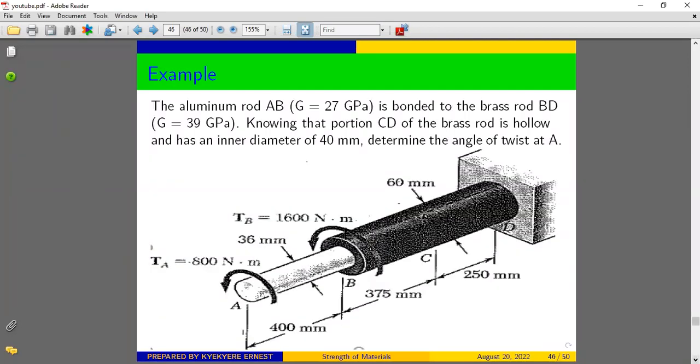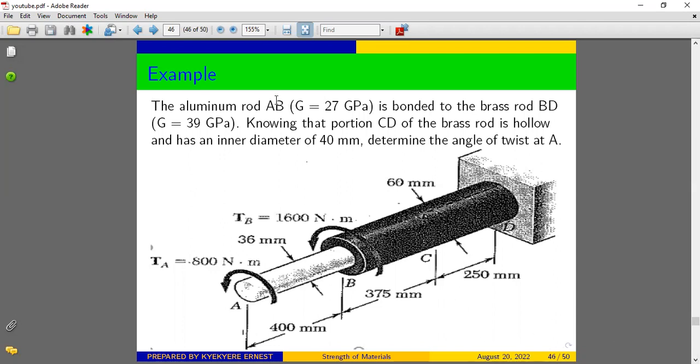Good. An aluminum rod AB with modulus of rigidity equal to 27 gigapascal is bonded to the brass rod BD, G is equal to 39 gigapascal. Knowing that the portion CD of the brass is hollow and has an inner diameter of 40 millimeters, determine the angle of twist at A.